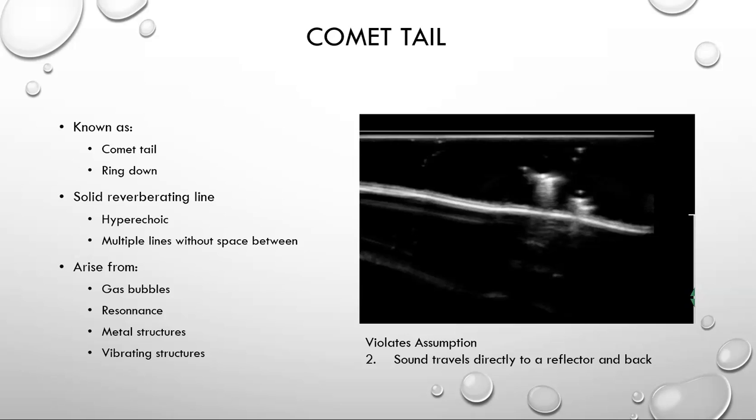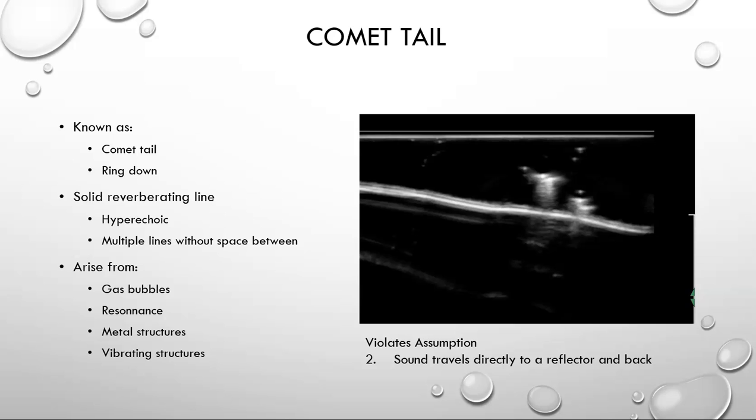Comet tail artifacts are a type of reverberation artifact, but they're known as comet tail or ring down artifacts. This is a solid reverberating line. It is generally hyperechoic, and it consists of multiple lines without space in between. Comet tail artifacts arise from gas bubbles, resonating structures, metal structures, and vibrating structures. So a BB, if it gets lodged under the skin, would cause a comet tail artifact. Many comet tail artifacts are seen with surgical staples. And again, this violates the assumption that sound travels directly to a reflector and back.